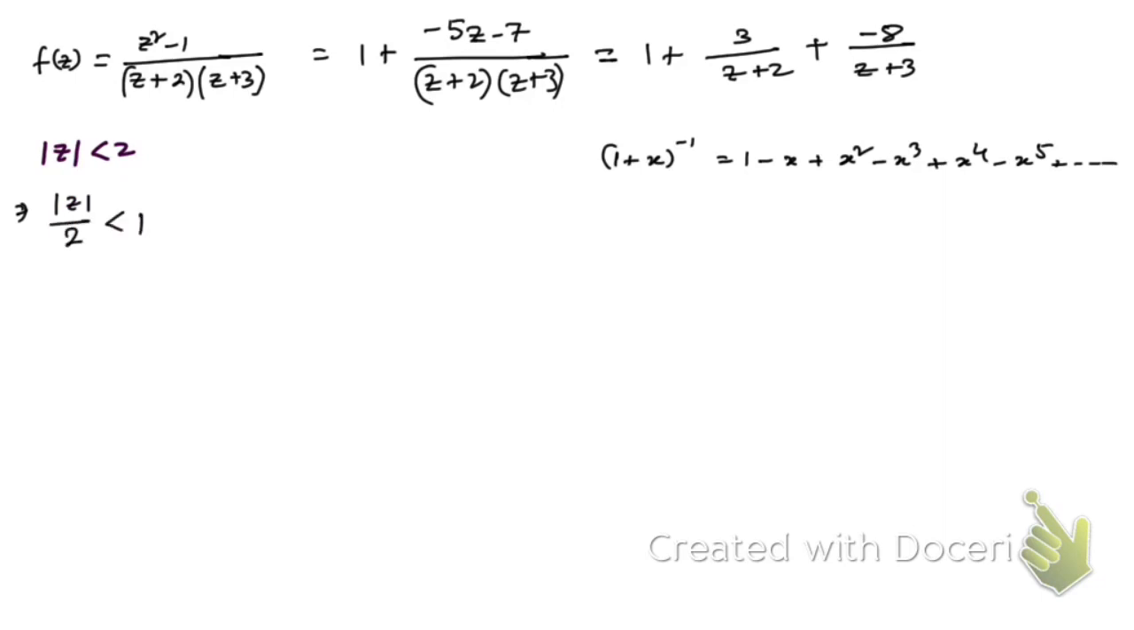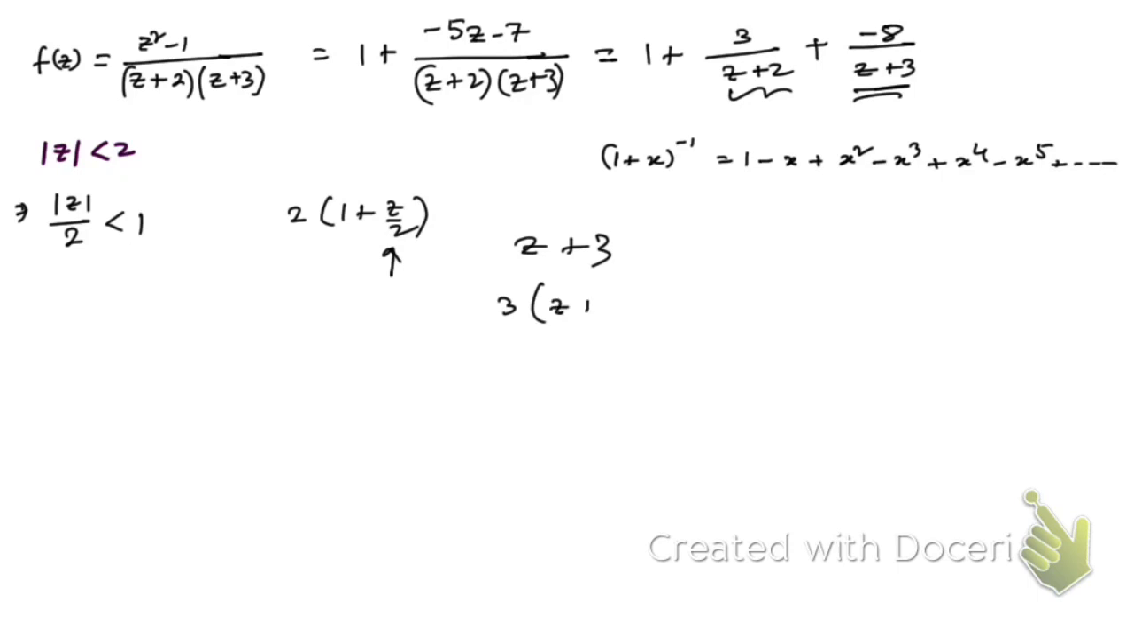Here we have z plus 2. If you take 2 common, you're going to have 1 plus z by 2, which is less than 1. So we're going to make these things less than 1: 1 plus something that is less than 1. That's the condition. Similarly, here z plus 3.